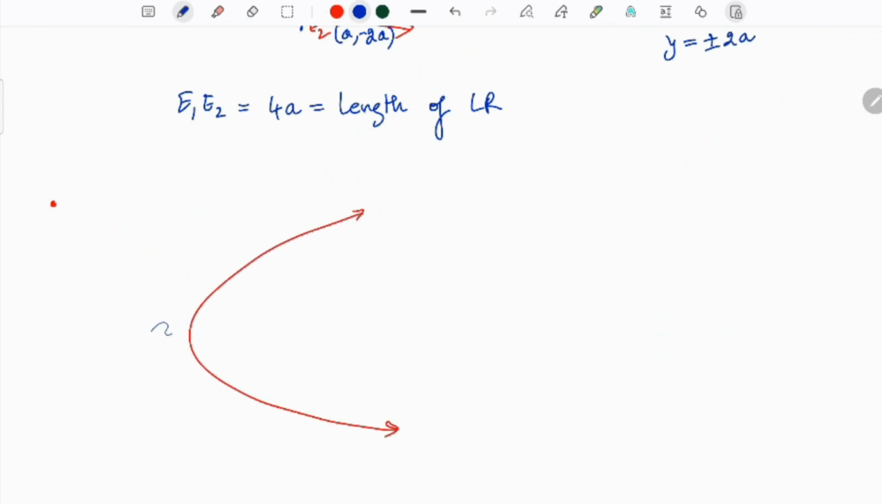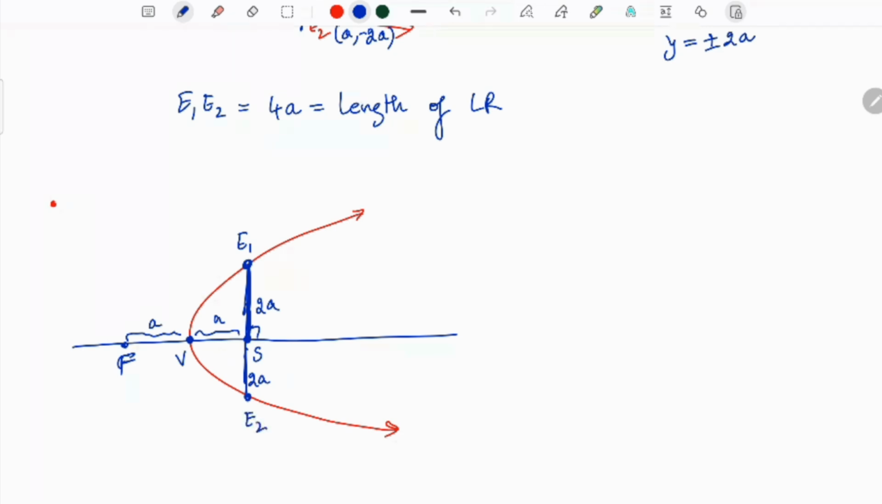It will definitely have a line of symmetry. This is the vertex. Vertex, if you move A units, you'll reach the focus. If you move A units like this, you reach the foot of the directrix. From the focus, you go 2A units like this, 2A above, perpendicular to the axis, then you will reach one end of the latus rectum. You go 2A below, then you reach the other end of the latus rectum. So this geometry you have to always remember.